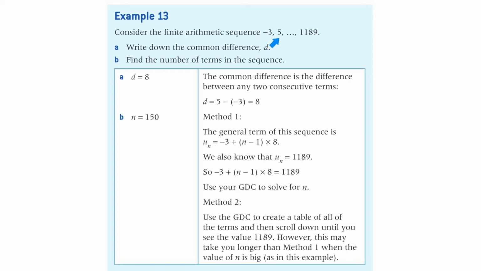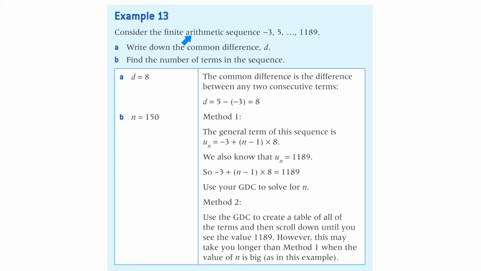Now, the way that you find the difference is actually d equals u2 minus u1. So if we do that, d equals 8. u2 is 5 minus u1, that's minus a minus, is a plus, so it's 8. Now, here it is here. The common difference is the difference between any two consecutive terms. d equals 5 minus 3, and that equals 8. So remember, the difference equals u2 minus u1, or u3 minus u2.